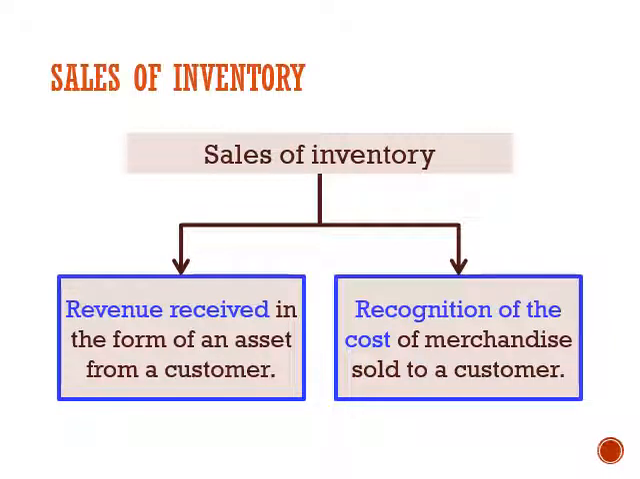Accounting for sales transactions under the perpetual system requires recording information about both parts. This means that each sale of goods, whether for cash or credit, requires two entries, one for revenue and one for cost.